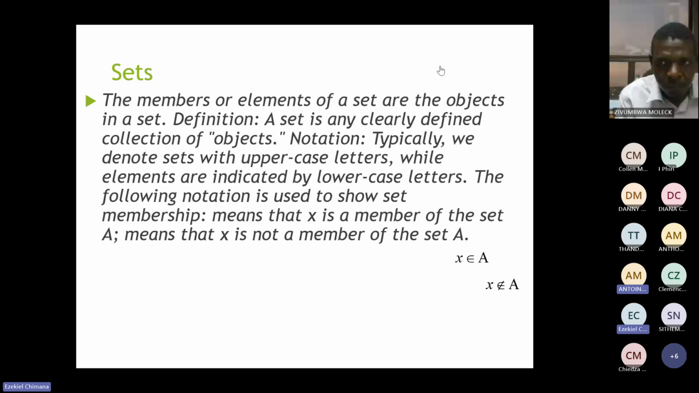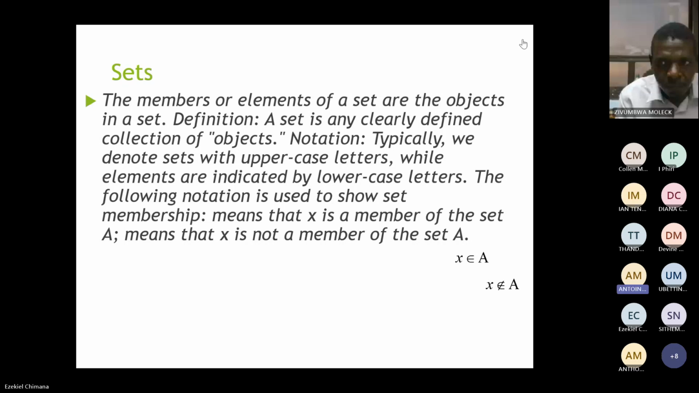Can you wait a little bit? May you please turn off your camera? May you please turn off your camera? Should I continue? Yes, you can continue. Okay.